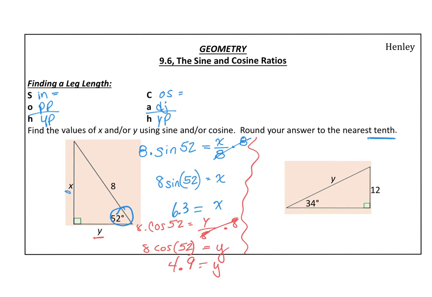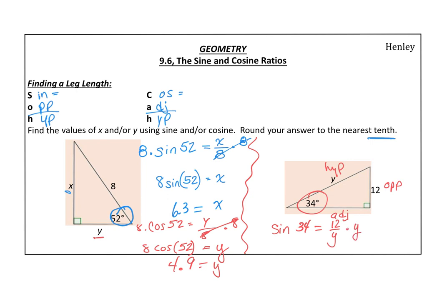Next, we need to find the hypotenuse. So we are going to use, first of all, 34 degrees. We have the opposite, adjacent, and hypotenuse. So we are going to take the sine of 34. We use sine because we have opposite and hypotenuse, equals 12 over y.